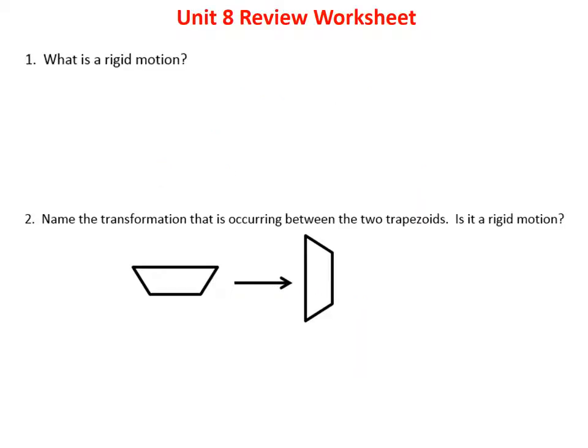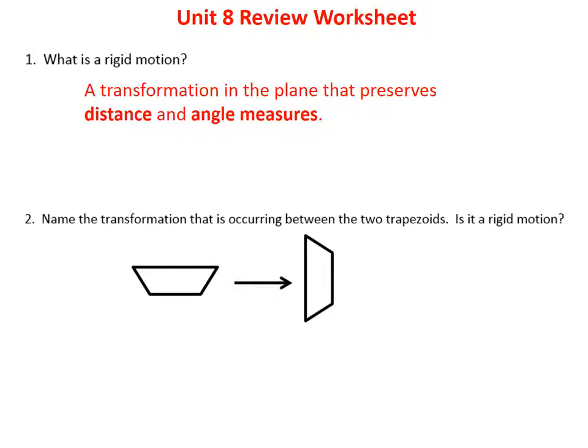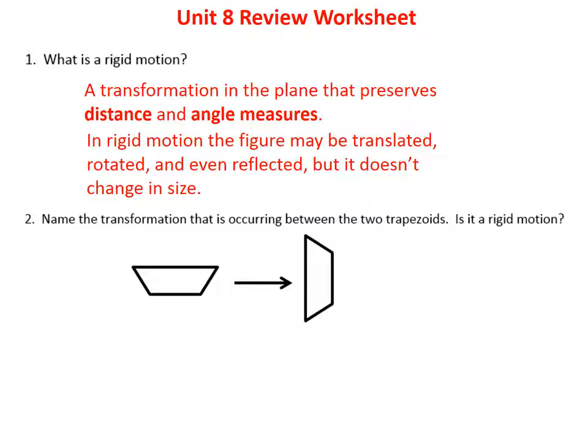The first question is, what is a rigid motion? A rigid motion is a transformation in the plane that preserves distance and angle measures. That simply means that the size, the length, and the angles don't change. The sides are the same length and the angles are the same measure. We've been studying three types of rigid motion: a translation, a rotation, and a reflection. And in each of those cases, it doesn't change size.